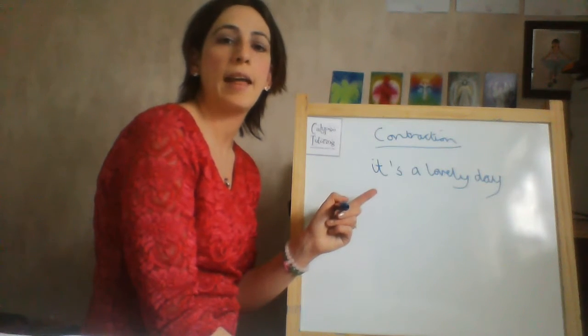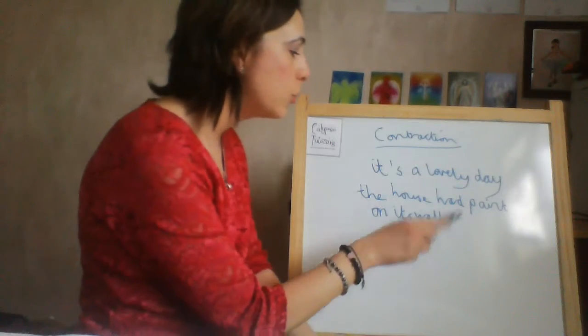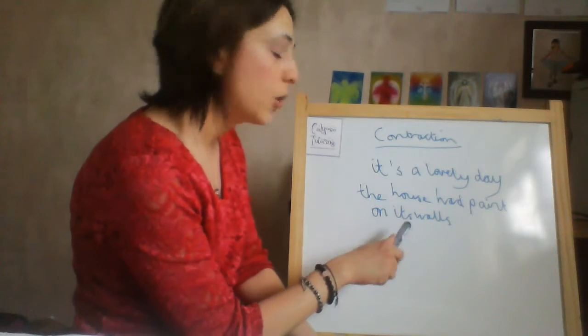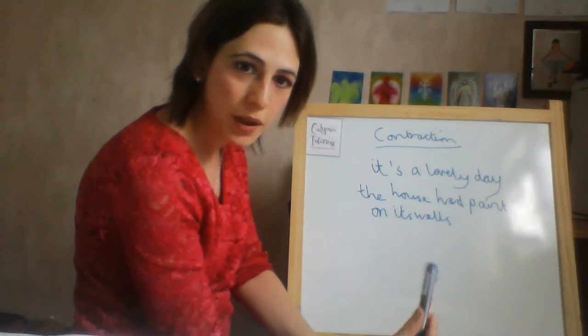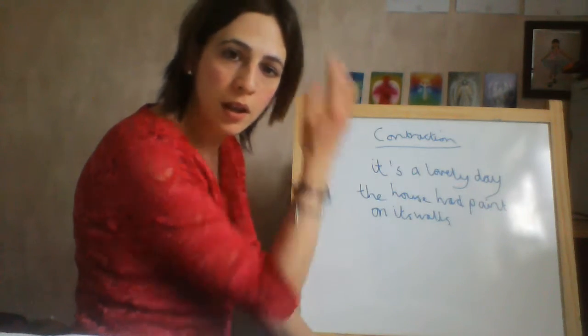But if you're saying, for example, let's keep with this one, the house had paint on its walls. Here, we're talking about possession, we're talking about ownership. The walls belong to the house. So there, no apostrophe needed. Okay, its is already showing ownership and showing possession, whereas here we're saying it is. It is a lovely house. Okay, so that's the difference.